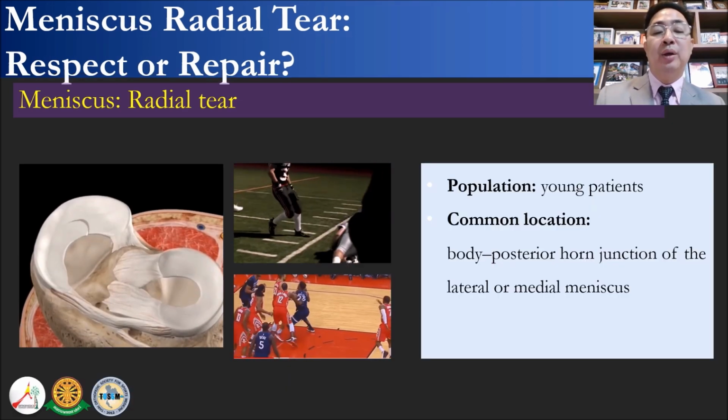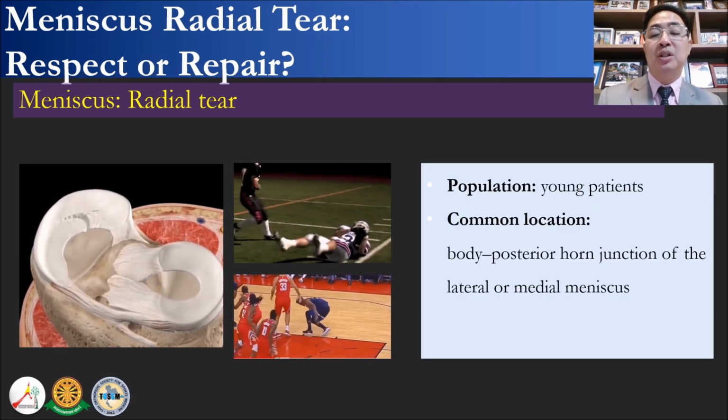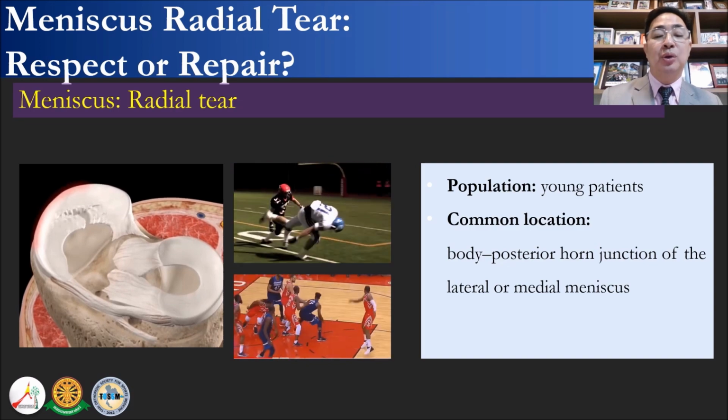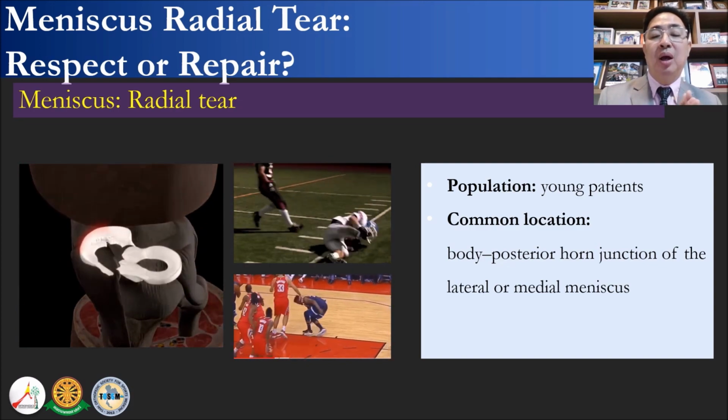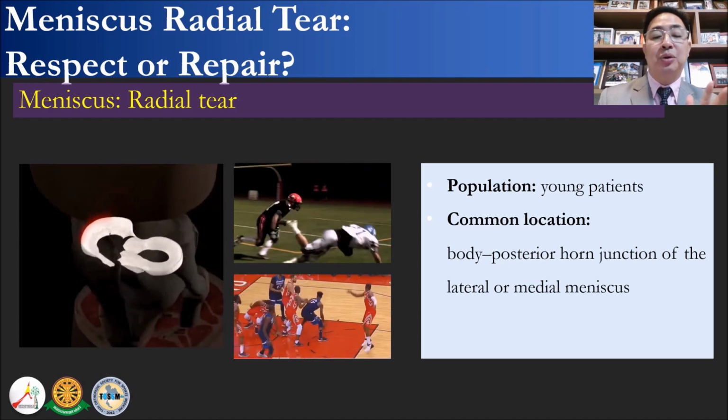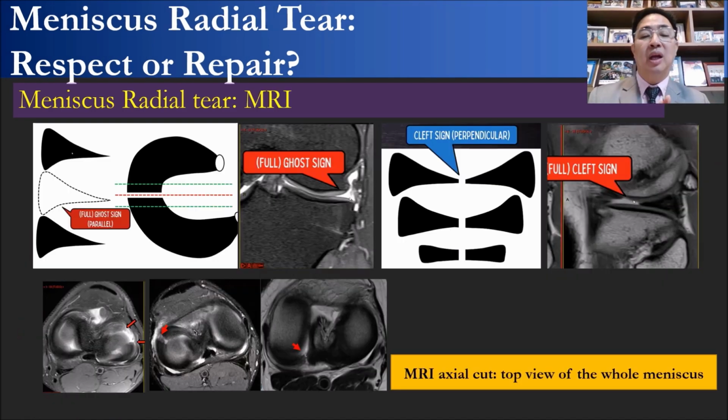So the meniscus radial tear usually occur in young patients from sport activities or injury. The common location is at the body of the posterior horn of both lateral and medial meniscus. MRI helps us to see the meniscus tear before seeing it intraoperatively.